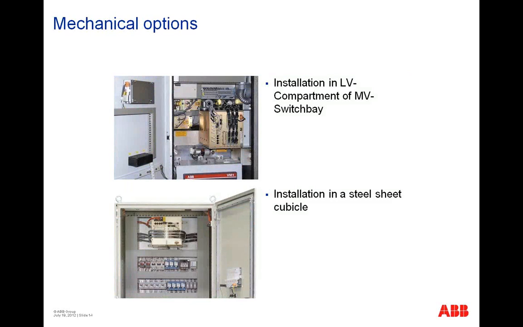So that you get some idea what we're talking about, the size and how such a device can look like. This is a low voltage compartment of a medium voltage switch bay, and you can see the dimensions of such a device. It's about, I would say, 35 by 35 cubic centimeters and a weight of about 10-12 kilos. And you see this is about the size of such a device installed in the low voltage compartment.